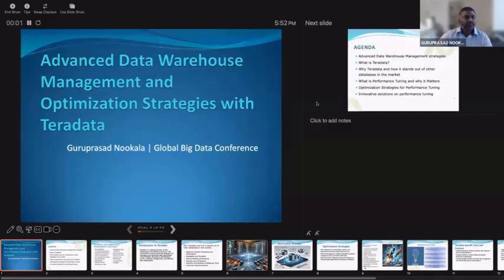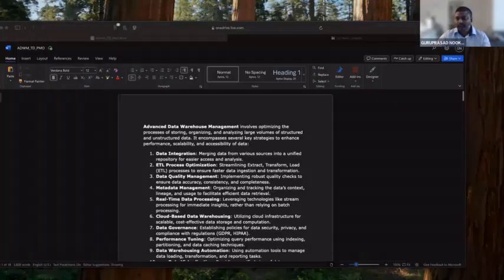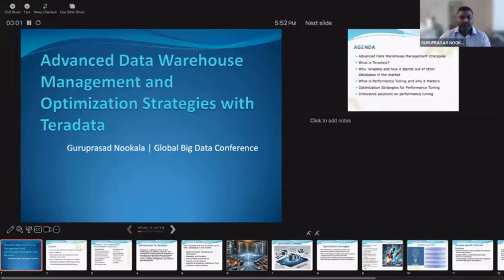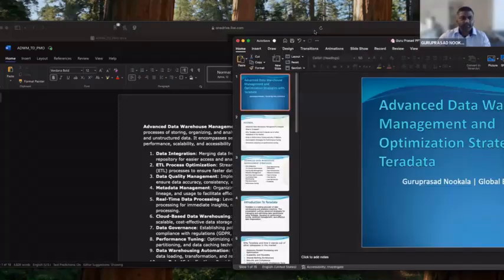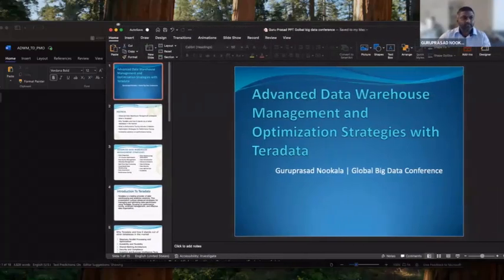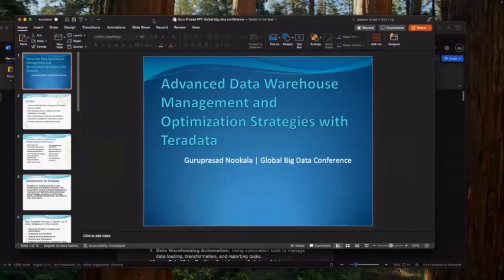Let me maximize this. I think you have to put it in the slide view. Yeah, so it seems like it is coming on the second screen. Good. You're good now. Okay.